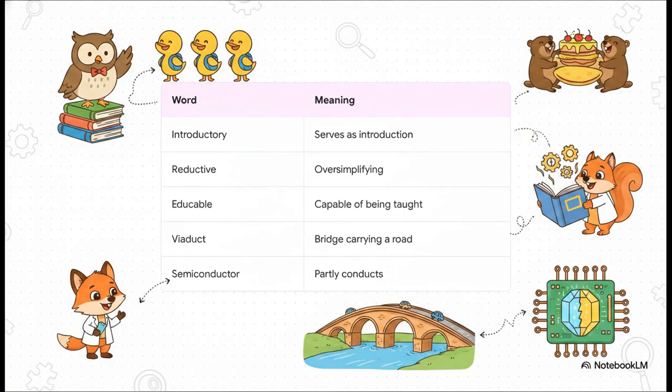We have introductory, which simply serves as an introduction. Reductive means oversimplifying something complex. Then there's educable, meaning capable of being taught. Viaduct uses via, meaning road, so it literally means leading a road across a bridge. And finally, semiconductor. It uses semi for half, meaning a material that only partly conducts electricity.